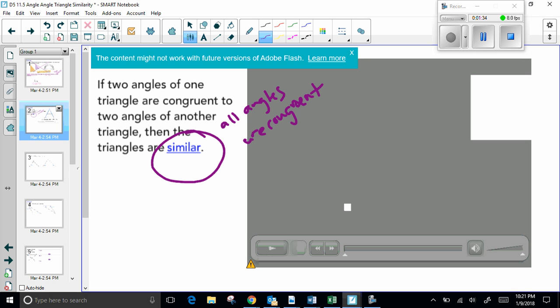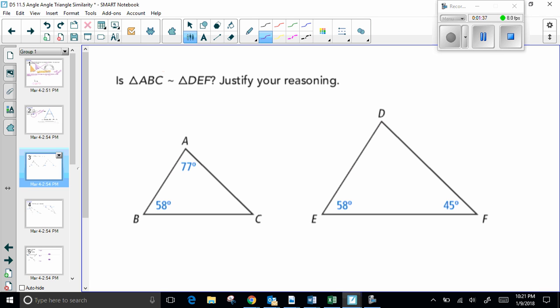So let's just use this theorem to help us solve some problems. Starting off, triangle ABC, is it similar to DEF? Well, when I look, I can see one angle, angle B and angle E are congruent. Great. But is angle C congruent to angle F? I don't know yet. Is angle D congruent to angle A? I don't know yet. I just need two of them to match up, so then I know the third one's going to fall into place as well.